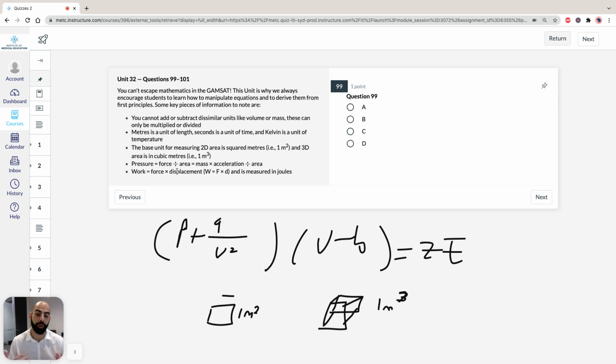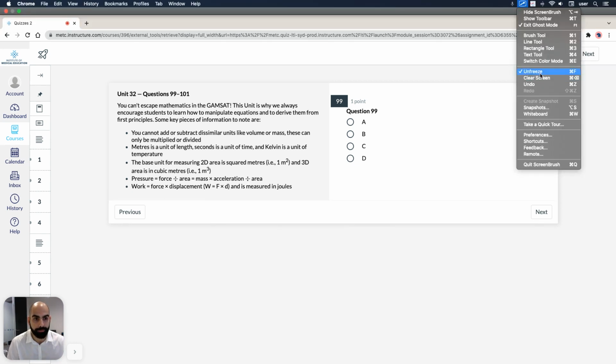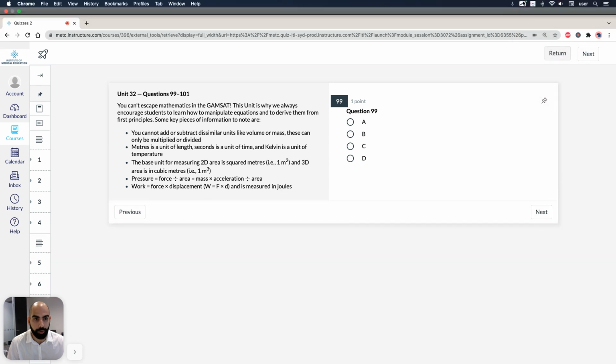Again, if you have this prerequisite knowledge of all of these units and all of the equations, you can answer questions like this if they come up in the GAMSAT. So let's just get our whiteboard out.